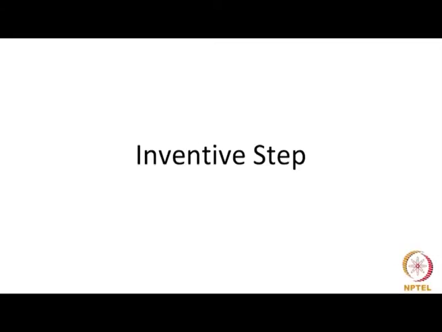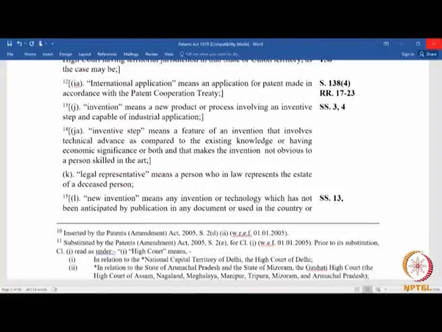Now we look at the second element of patentability, that an invention should involve an inventive step. Inventive step has been defined in section 2(1)(ja). The earlier definition was much simpler. It just said inventive step means something that is not obvious to a person skilled in the art. But now the definition has been amended to include two other components.